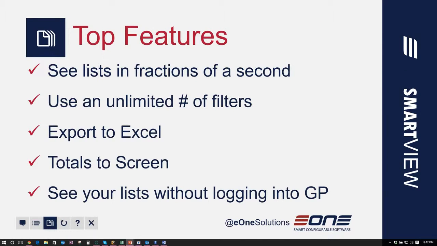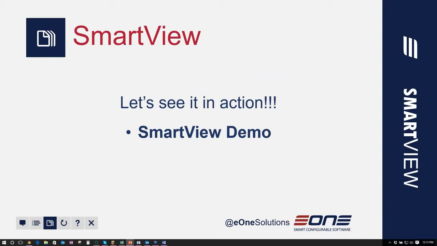All right, so some of the top features in SmartView is you're going to be able to see your list in fractions of a second. And so it's extremely fast. You also have an unlimited number of filters. You're going to be able to export that to Excel, again, CSV or PDF. You've got your totals right on your screen. And then you're going to be able to see those lists without logging into GP. So that's definitely cool, and that's something we use here as well right within E1 Solutions.